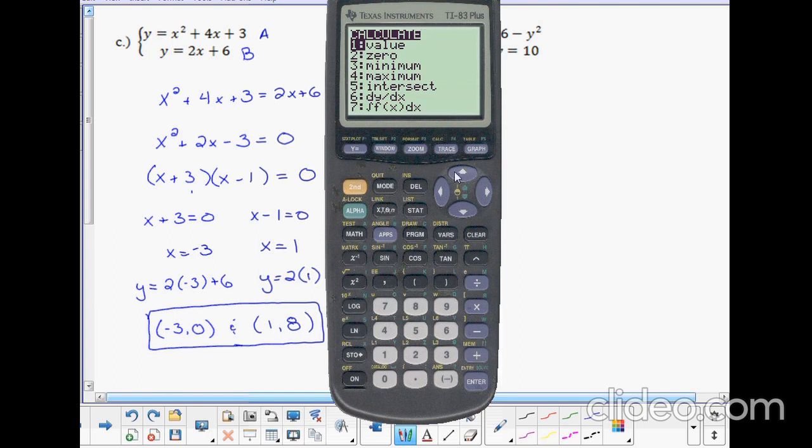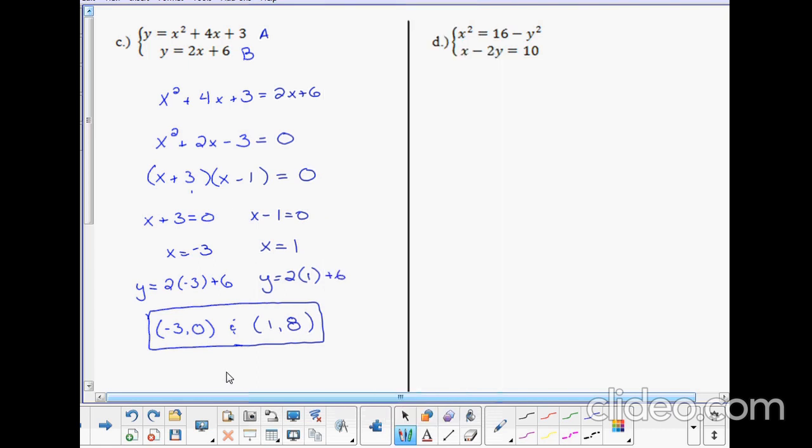I could do the same thing for the other intersection, but I'm going to move my cursors this time closer to the other intersection, so the calculator will calculate that intersection, and see that I have -3, 0, and so we have the correct solutions here.